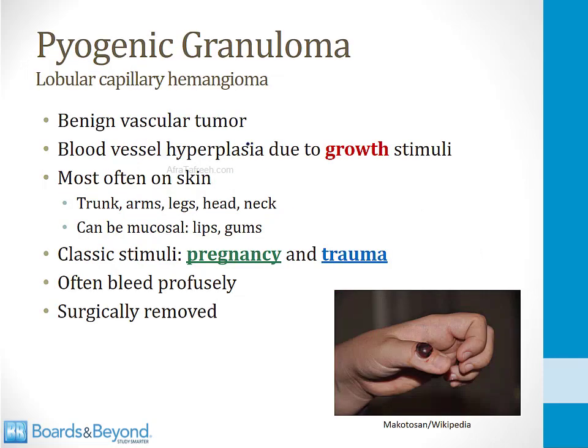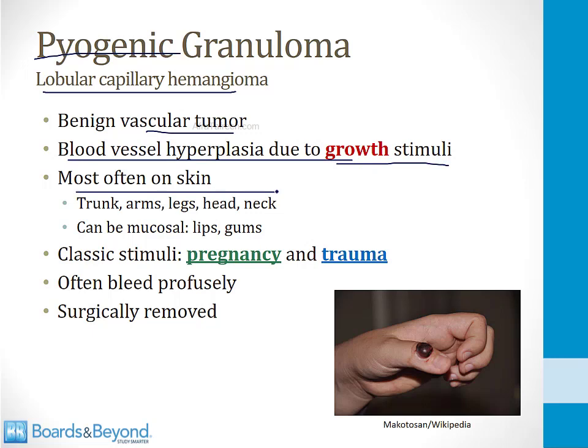Our next vascular skin lesion is pyogenic granuloma, and the word pyogenic is a misnomer. Pyogenic usually means pus or inflammation, and there is no pus or inflammation involved here. This tumor is also called a lobular capillary hemangioma. This is a benign vascular tumor. It's caused by hyperplasia of blood vessels due to some type of growth stimuli. It most commonly occurs in the skin. That's why we're talking about it in the dermatology section. It can occur in the trunk, arms, legs, head, or neck. It can also occur on the mucosal lining of the lips or gums.